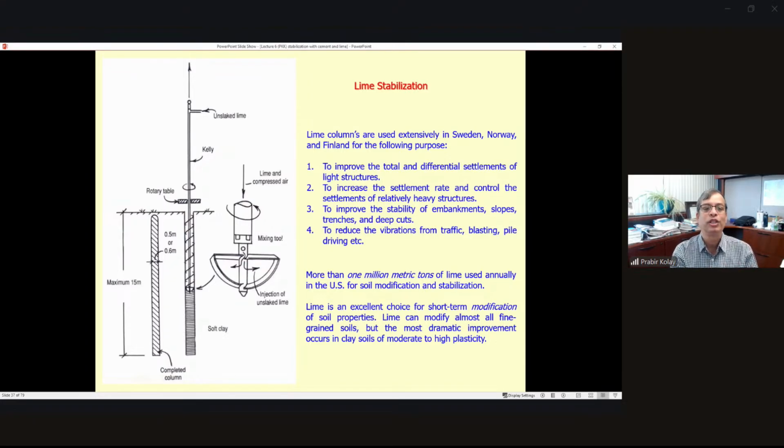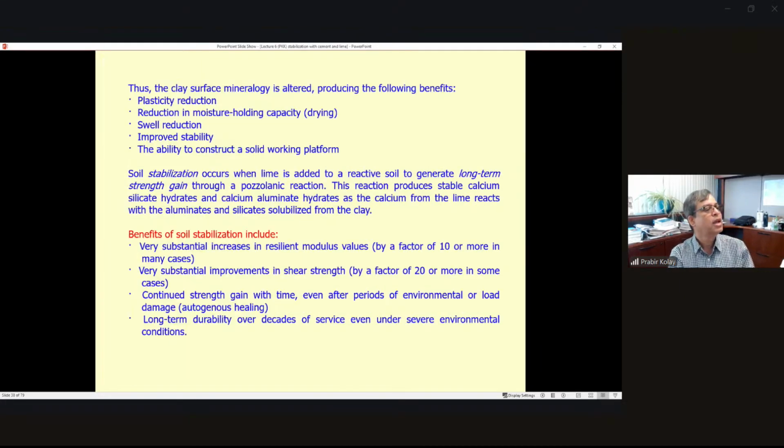For the modification, as I mentioned, it is just to dry out the soil and stabilize it. Okay? And lime is an excellent choice for short-term modification of soft soil. Lime can modify almost all fine-grained soils, but the most dramatic improvement occurs with clay of high plasticity. As I mentioned earlier, the plasticity is going to reduce, with reduction of moisture holding capacity, swelling reduction, improved stability, and the ability to construct a solid working platform.